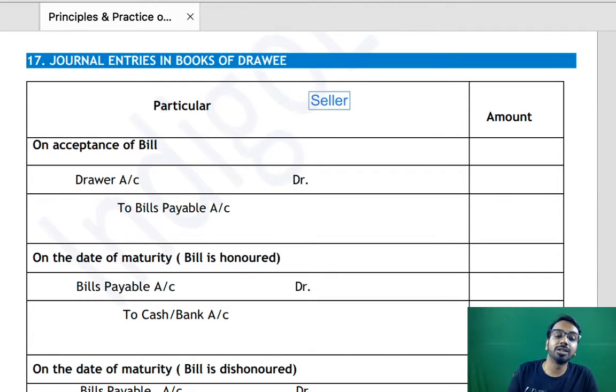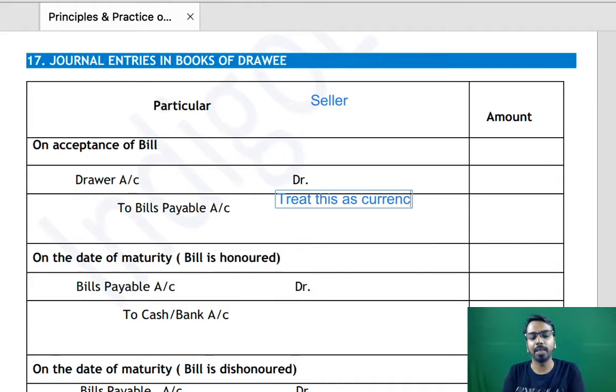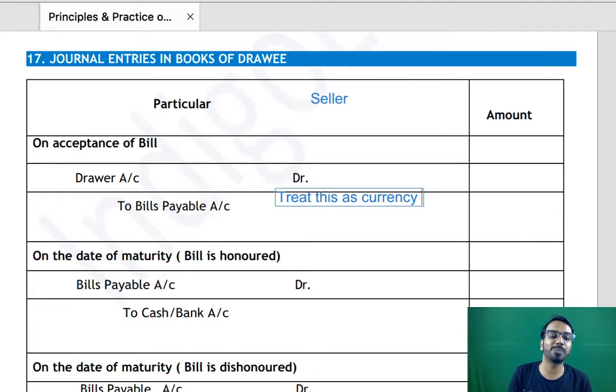So whenever the bills are accepted, what would the drawee do? The drawee would debit the creditors account because they are giving something like bills payable. Again, for ease of understanding, always you can treat this as currency, some form of currency. So if I am giving bills payable to the drawer, I will debit the drawer's account, I will credit the bills payable account.